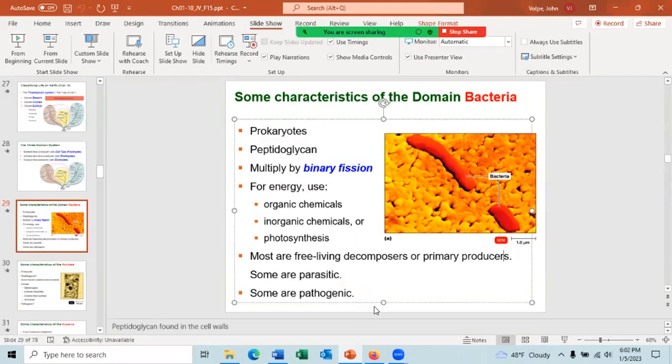All right, let me briefly mention once again, peptidoglycan is found in the cell wall of domain bacteria, and it's not found generally in other places of the cell. So if you don't have a cell wall, you won't have peptidoglycan.